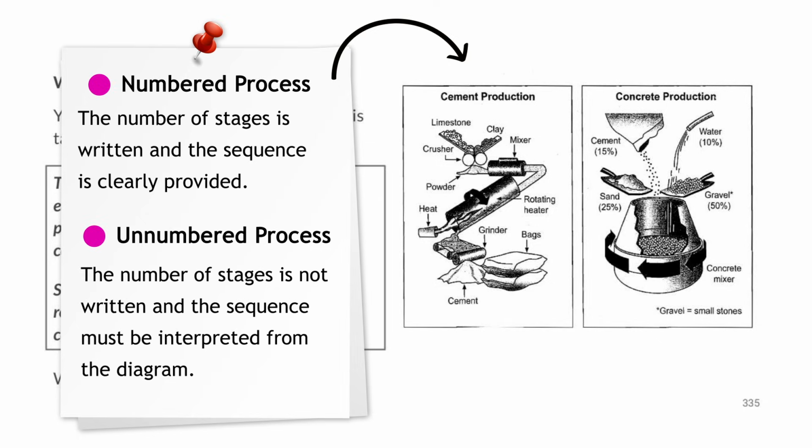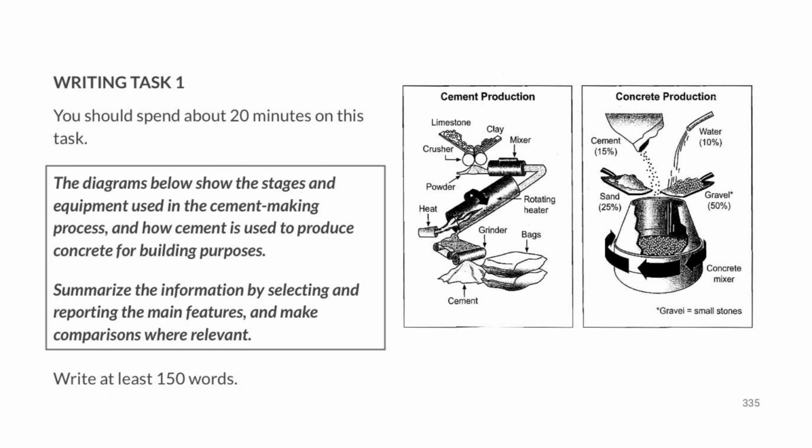So what we do all the time is start reading the question carefully and see what this process is about, and then we'll start from the very beginning up to the end. The diagrams below show the stages and equipment used in the cement making process and how cement is used to produce concrete for building purposes. All right, so there are two diagrams here. The first one is the production of cement, and then how this cement is used to produce concrete.